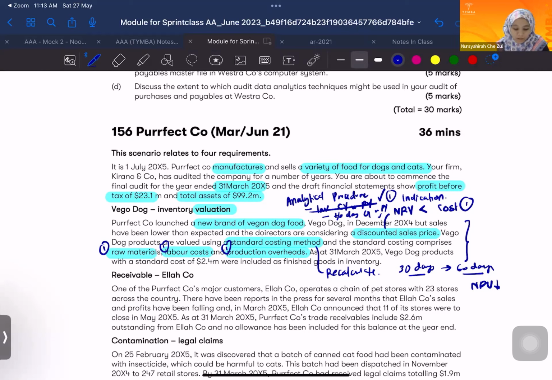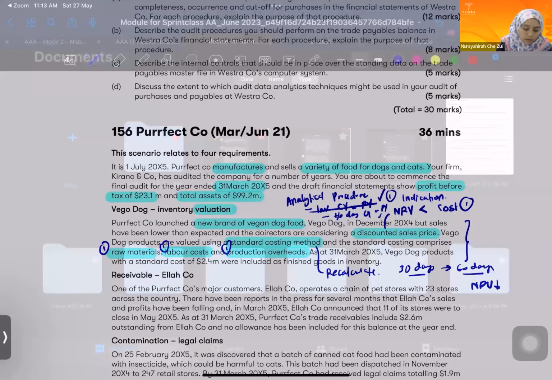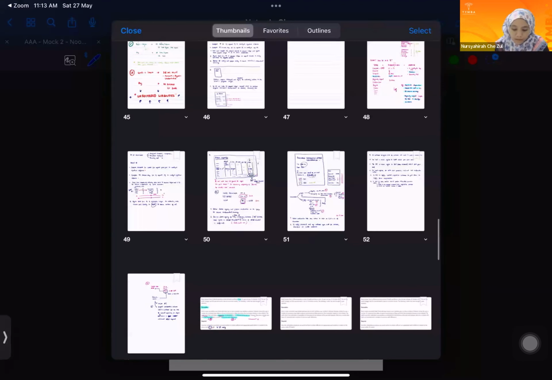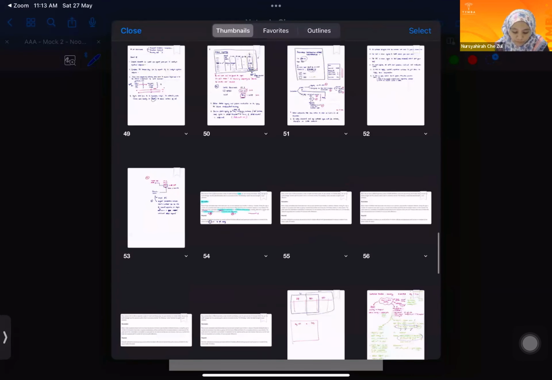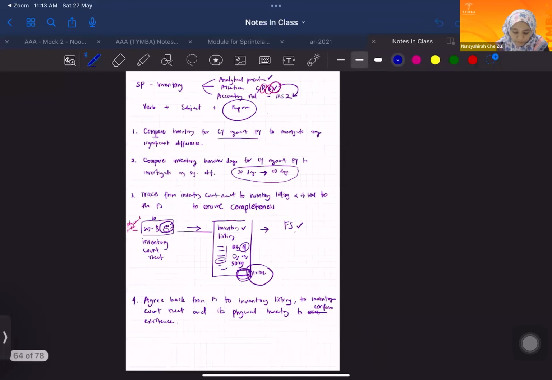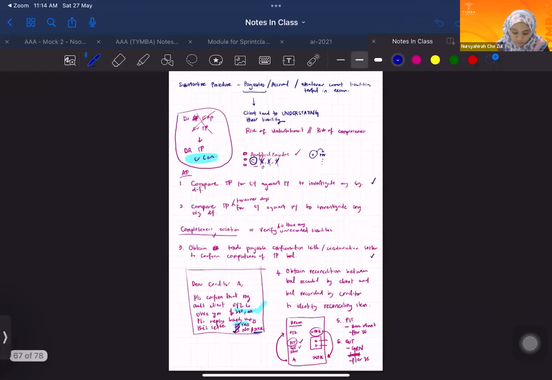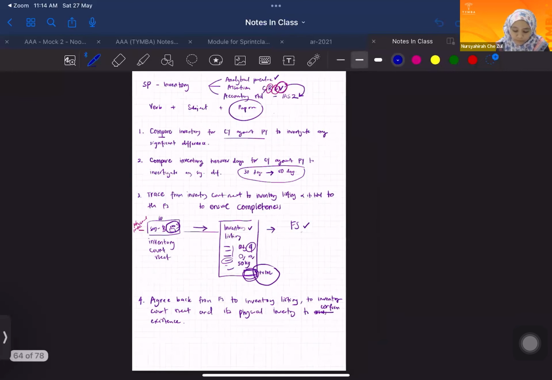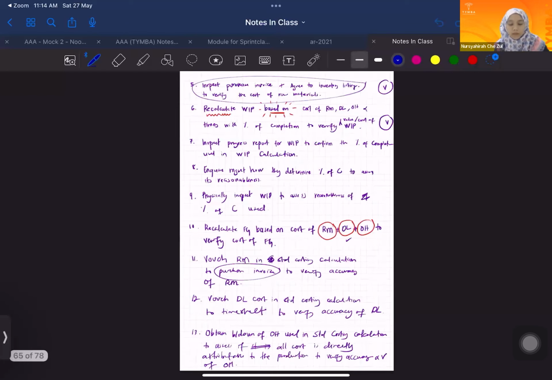Alright, do you want my answer or do you want to attempt on your own first? You can make use of the notes I've given you before this. This is my notes relating to substantive procedure. Hold on. So some of the answer you can use from here.